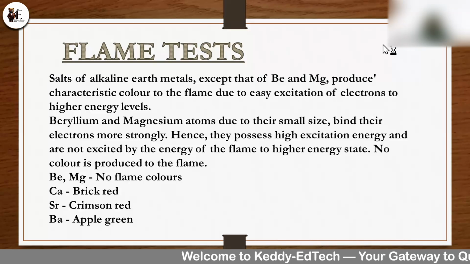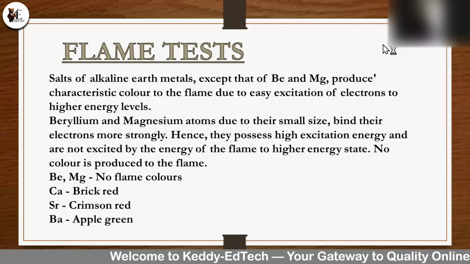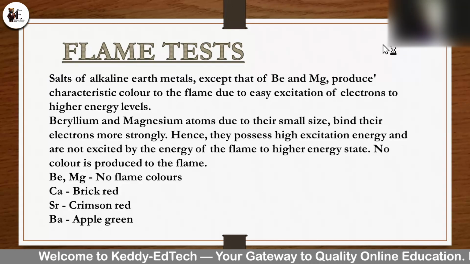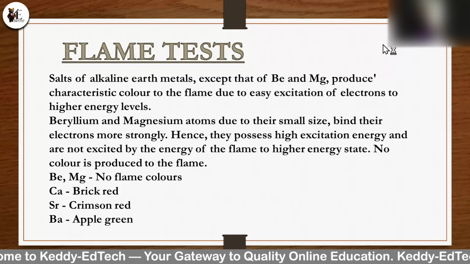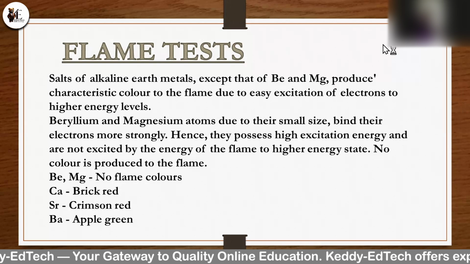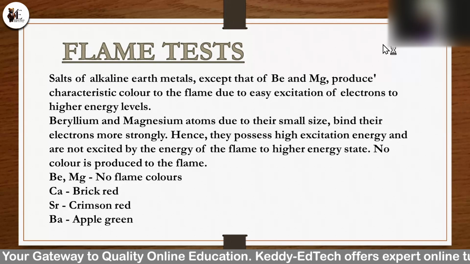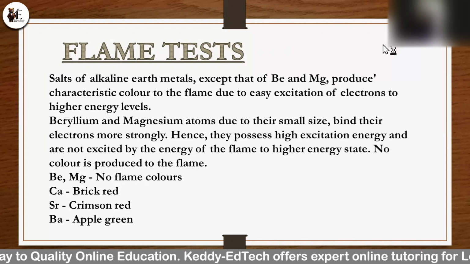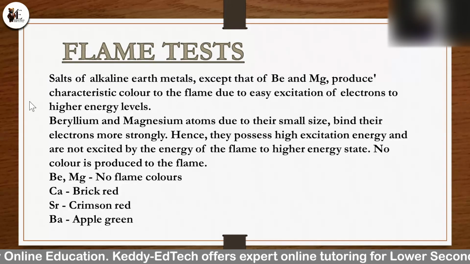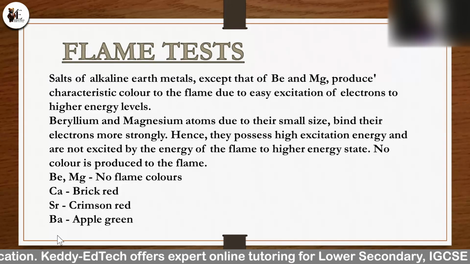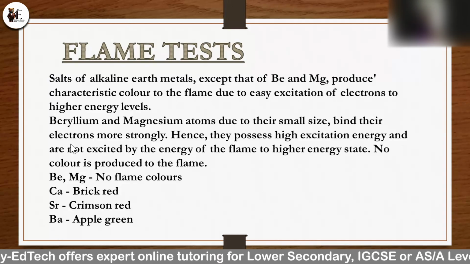Okay. So I was saying that we're talking about the group 2 elements. We covered the natural occurrences that they have. We also studied the other name that they're given, alkaline earth metals, right? Then we spoke about trends in the atomic radius.